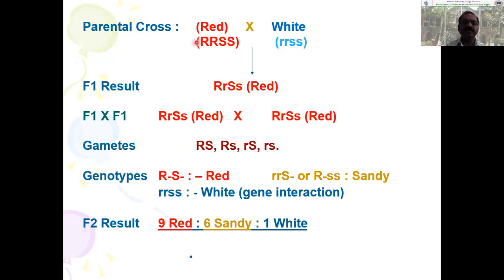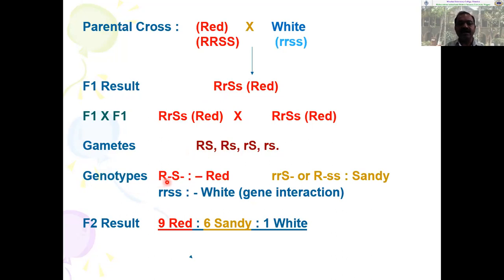So let's see what the parental crosses are. Red, as we have discussed, capital R, capital SS. White with the small r, small s. The F1 would be red. When the F1s are crossed, again it will produce four types of male and female gametes: capital R, capital S; capital R, small s; small r, capital S; and small r, small s. So now, what are the phenotypes based upon the genotypic combinations?